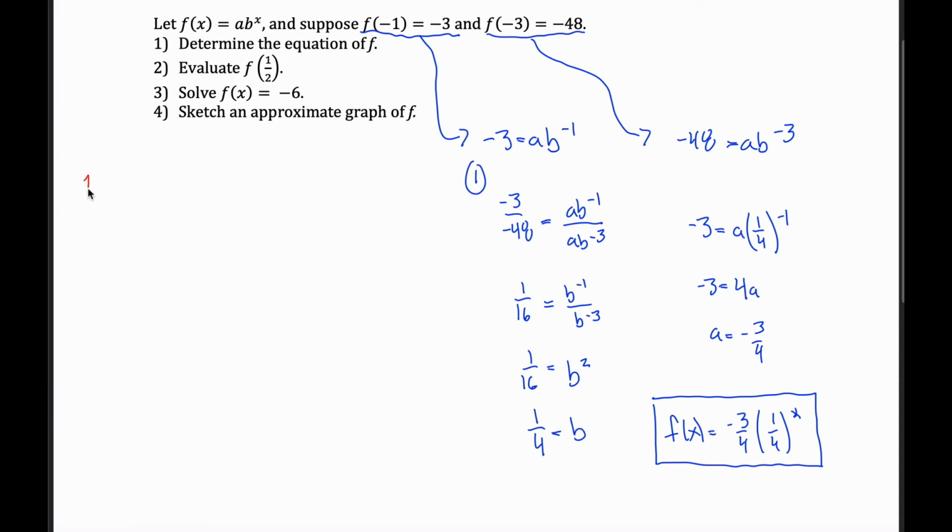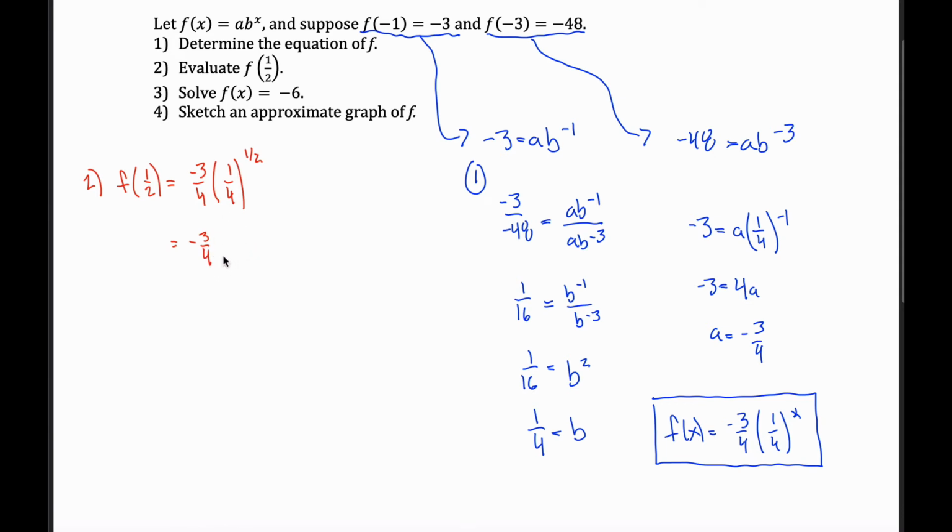For part 2, all I'm supposed to do is evaluate f of 1/2. Well, f of 1/2 is just taking my function f of x, which is written right here, and copying exactly what I see, except changing all the x's into 1/2. So I would still have this -3/4, and I would still be multiplying that by 1/4, but now the exponent that I'm going to raise it to will be the 1/2 power. And so really where the challenge comes in is you got to figure out, what does it mean to raise something to the 1/2 power?